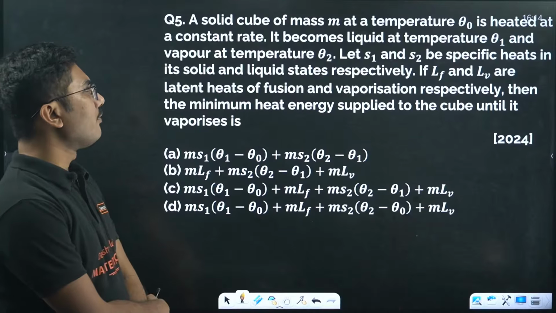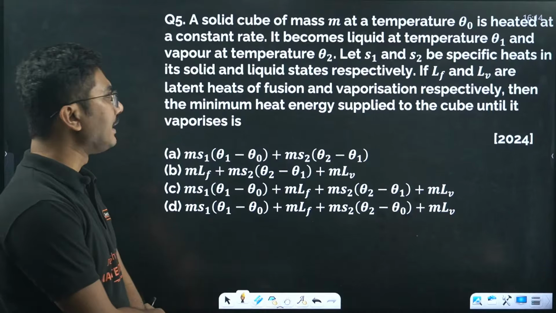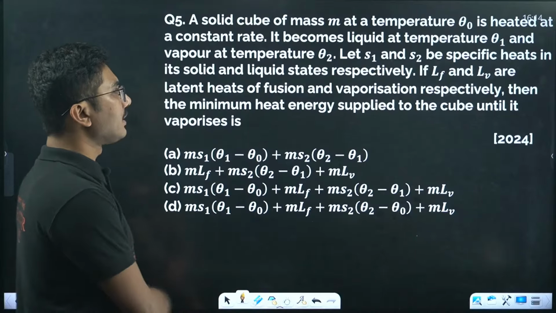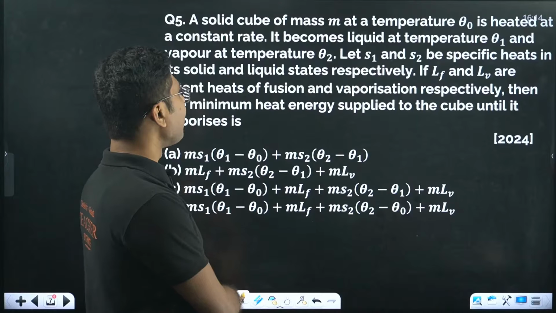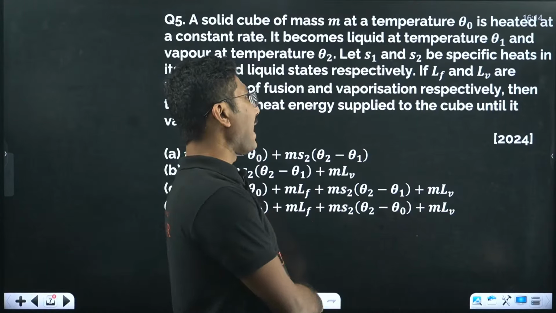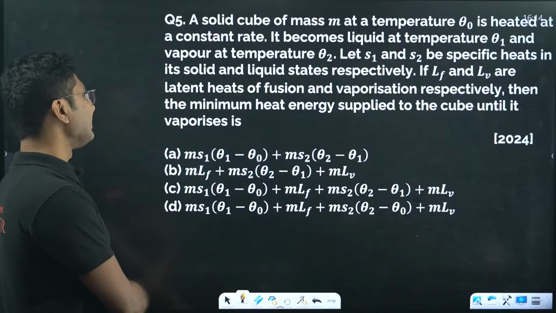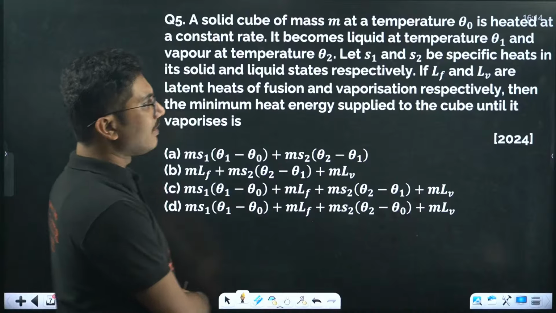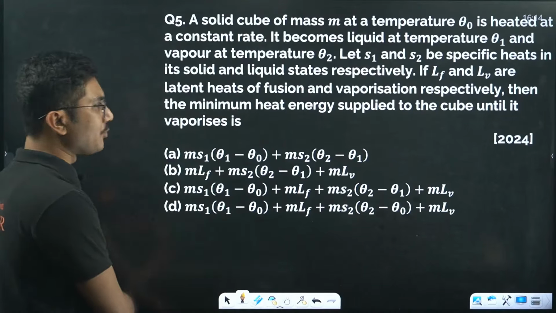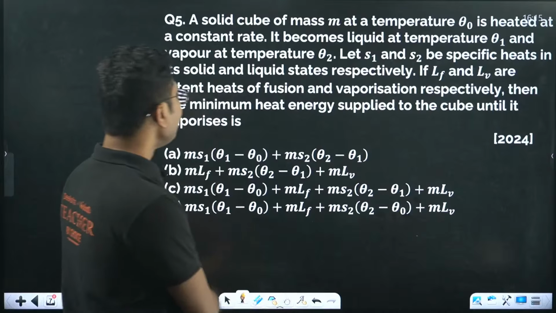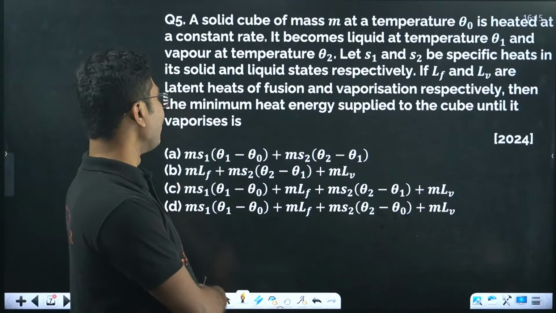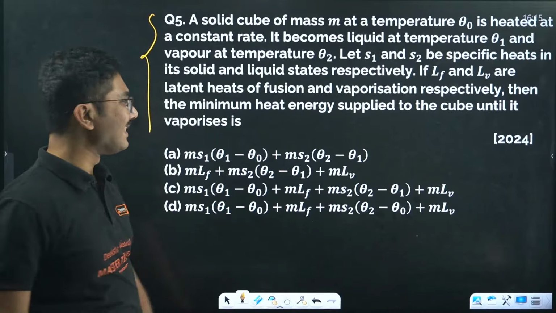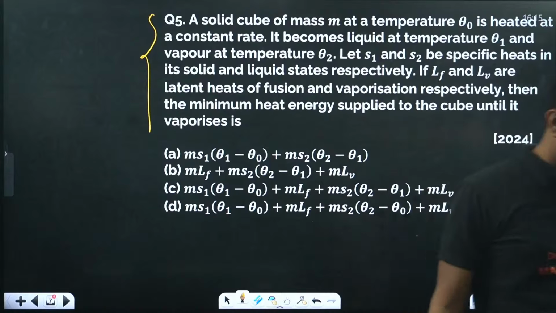A solid cube of mass m at a temperature theta naught is heated at a constant rate. It becomes liquid at temperature theta 1 and vapor at temperature theta 2. Let S1 and S2 be specific heats in its solid and liquid states respectively. If LF and LV are latent heats of fusion and vaporization respectively, then the minimum heat energy supplied to the cube until it vaporizes. Now the question language is very long, but the answer to this question is very easy. So who can answer this question?